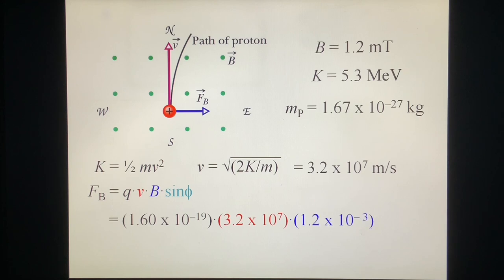That's very simple. This is simple mathematics. We get 6.1 times 10 to the minus 15 newtons. It's very small, very small.